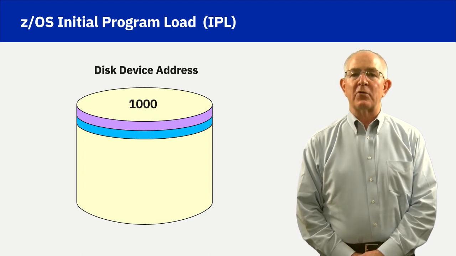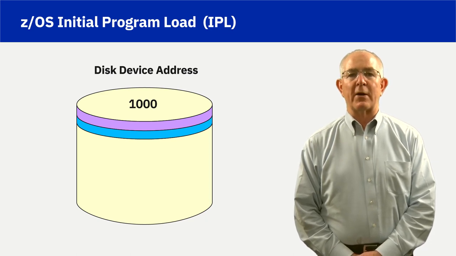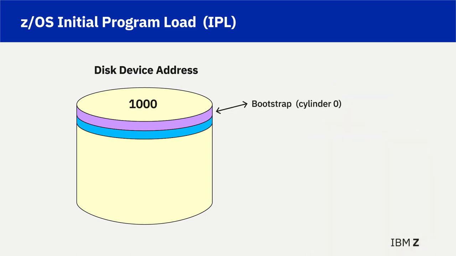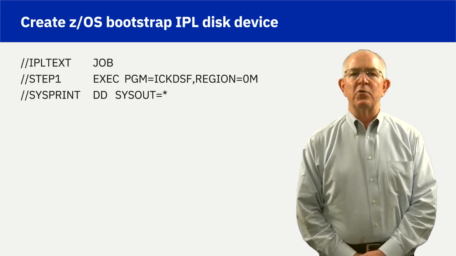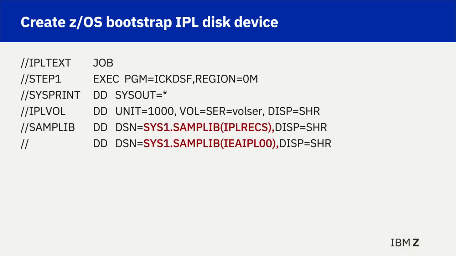Starting zOS is called the initial program load, IPL. zOS requires a boot record to begin the process. The zOS boot record is called the bootstrap. The bootstrap is located at the very beginning of a disk volume, cylinder 0. Immediately after the bootstrap is the IPL text with IPL records and the IPL control program, which is IEAIPL00. A disk management utility exists to write a zOS bootstrap at cylinder 0 on a target disk device address.